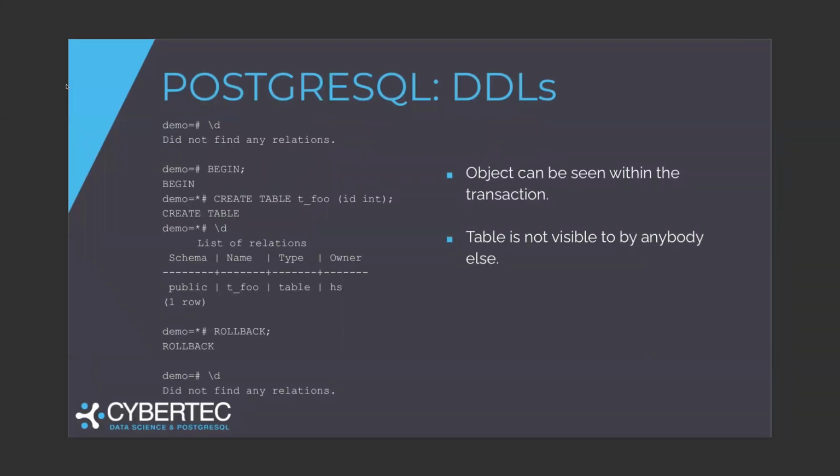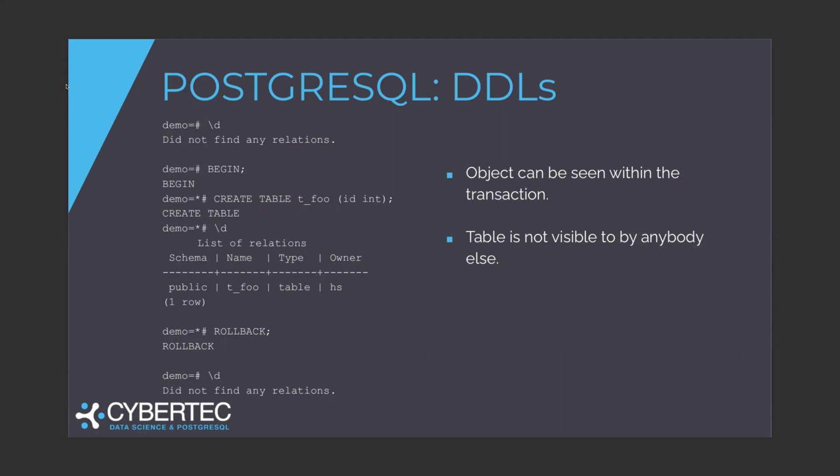I've created a simple database here. I called it demo. And obviously my database is empty. But in the next step, I'm starting a transaction and creating a table called foo. There's just one column, doesn't matter anyway. And if we list the relations there, we're going to see the table.